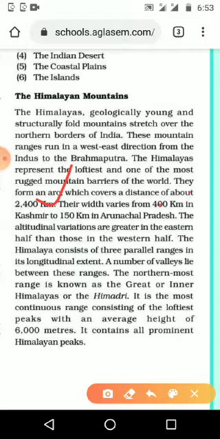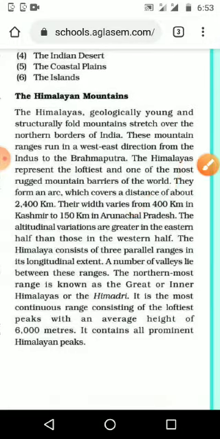The distance of the Himalaya from Indus to Brahmaputra is 2,400 kilometers, and the width varies. From the Indus area it is a larger one, and when it is reaching the Brahmaputra area, where Brahmaputra is reaching India, that area we can see is a little bit narrower than the east side.